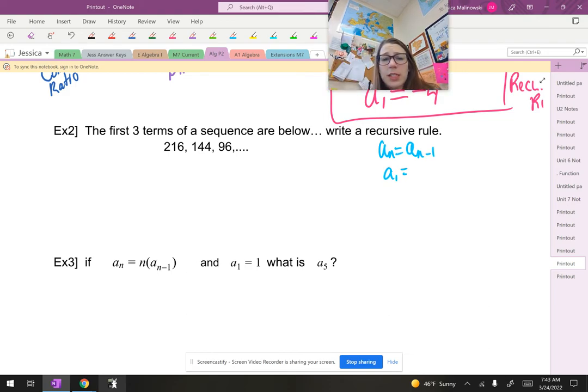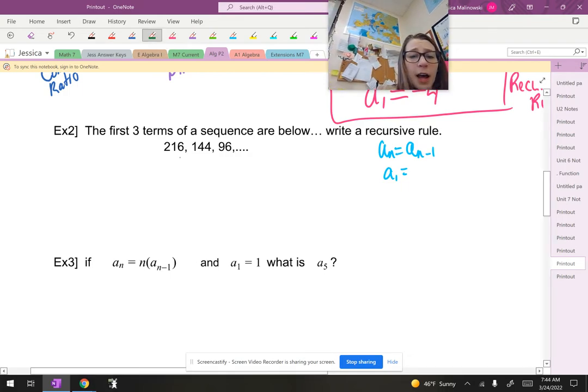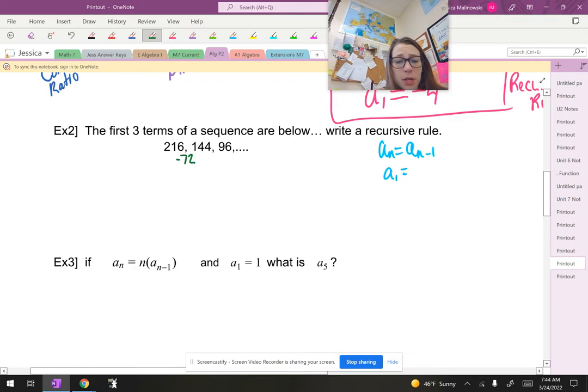So to get from 216 to 144, I'm just going to do that little bit of subtraction in my calculator. I would need to minus 72. And then from 144 to 96, I would need to minus 48. So that tells me it's not arithmetic.